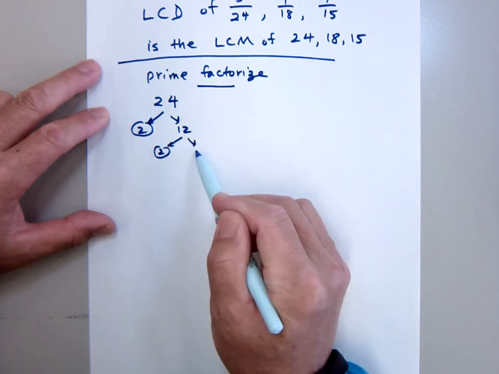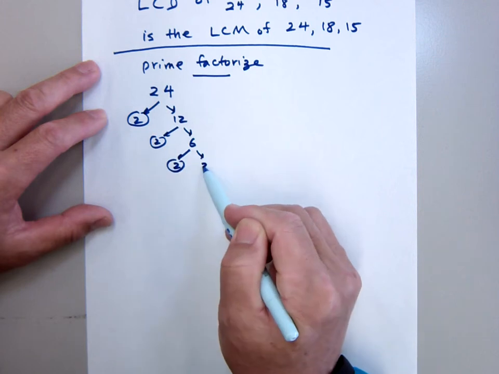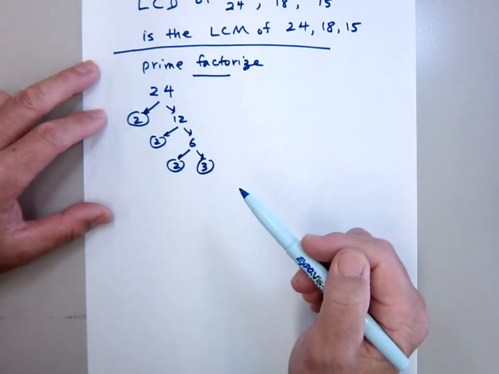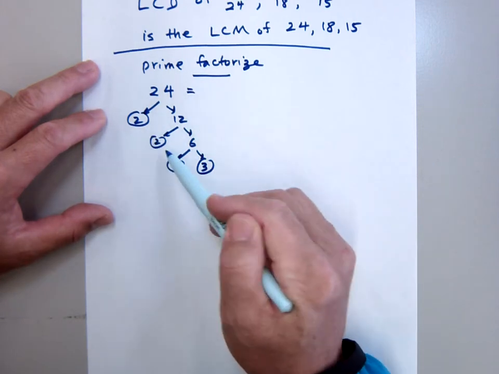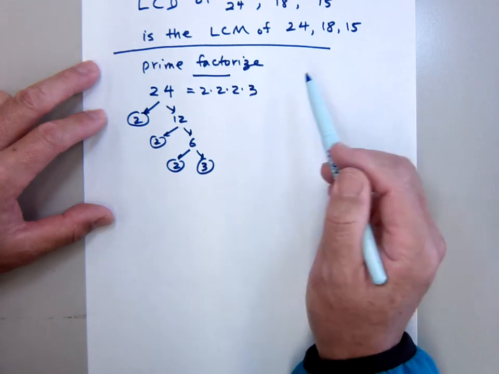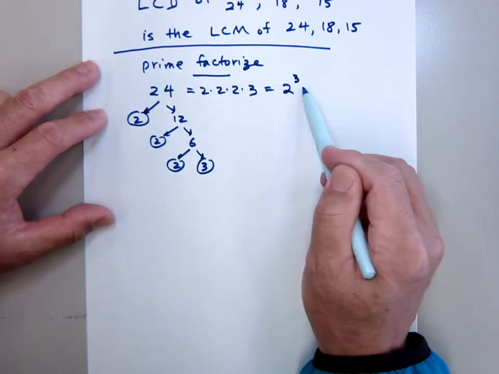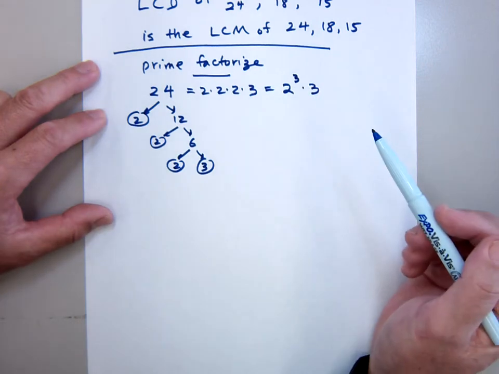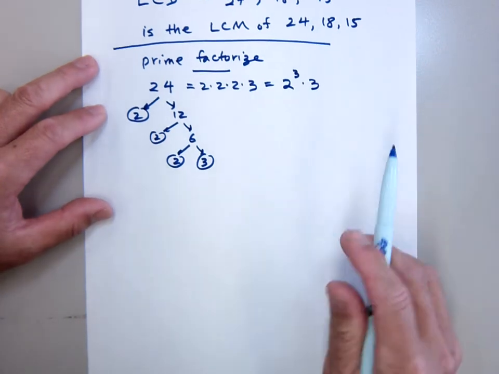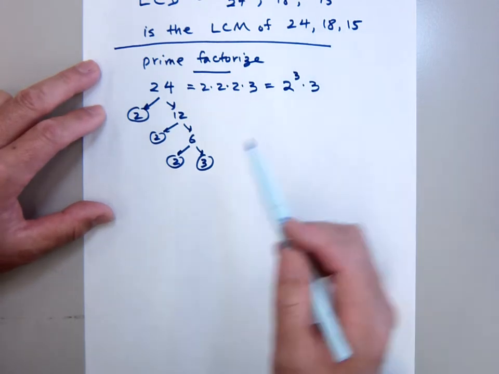12: 2 and 6, 6: 2, 3. So there we have the prime factorization of 24, which gives us 2 times 2 times 2 times 3. And I'm going to write this as 2 cubed times 3. Here the exponent will play an important role. Let's continue this for 18 and 15 as well.